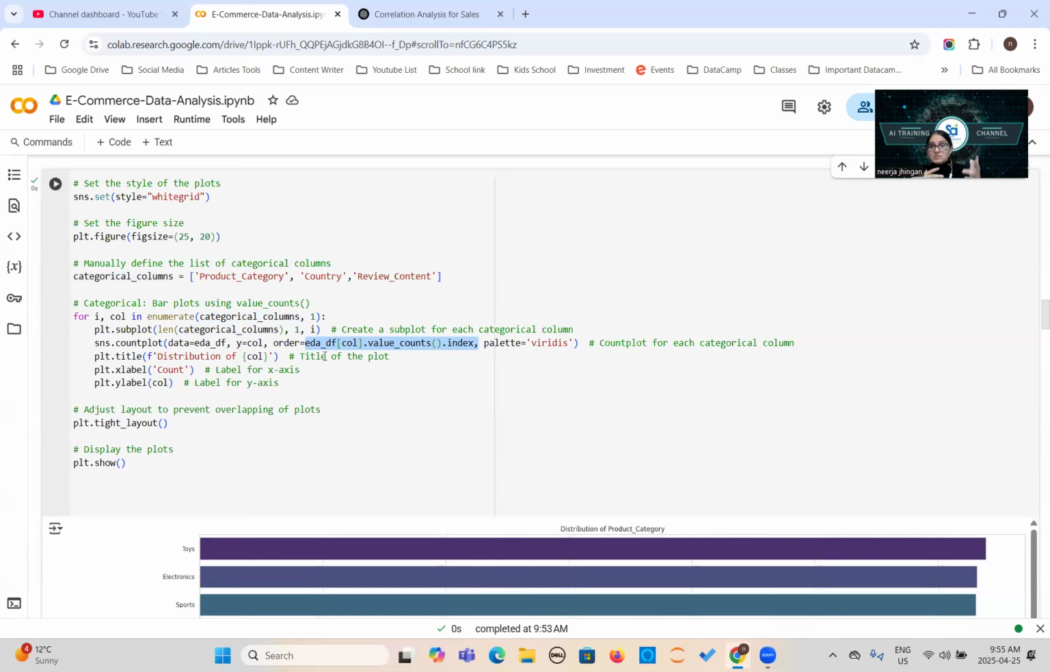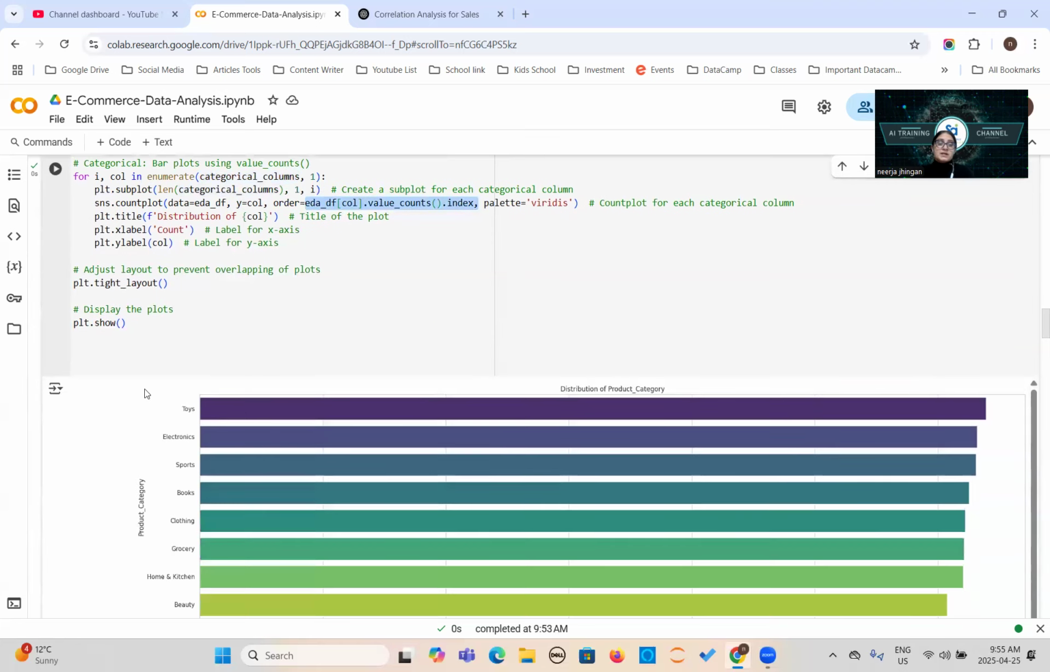The reason is that among your 50,000 records, toys are coming many times, right? It is coming many times, but we want to show the total count for the group. That's why you need to do the value count and then the index. Based on that, you will draw the graph.